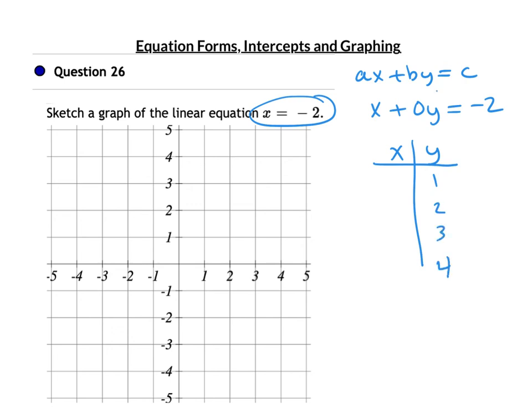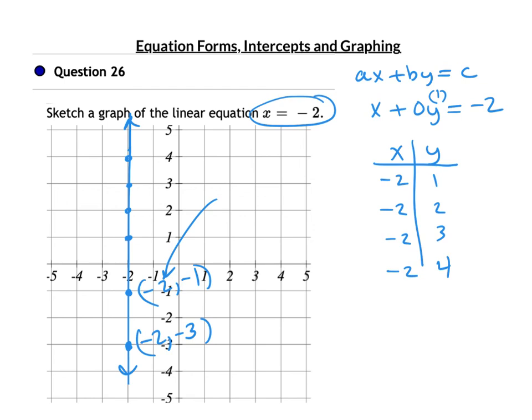When I put in a number for y like 1, 0 times 1 will be 0, and x will always be negative 2 every single time. So negative 2, 1, negative 2, 2, negative 2, 3, negative 2, 4. And on that vertical line, vertical up and down, every single point will have an x of negative 2. If I grab a point right way down here, that's negative 2, negative 3. And a point right here, that is negative 2, negative 1. X is always negative 2 on that line.